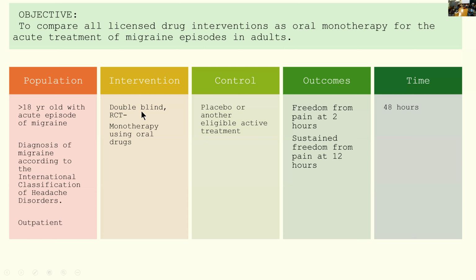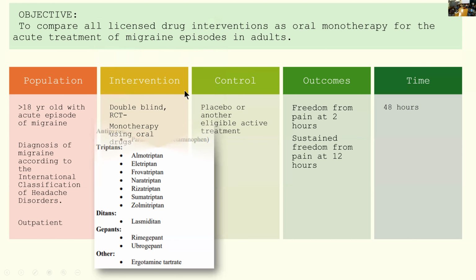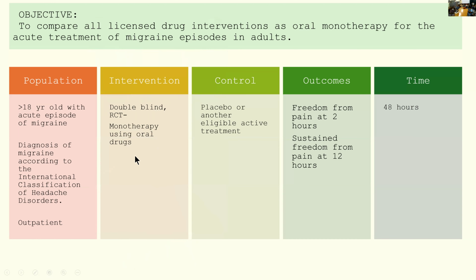The interventions they chose were all double-blind RCTs, which looked at monotherapy of drugs, which compared one particular drug. These are the list of drugs they have taken. They've taken NSAIDs, antipyretics, triptans, ditans, gepants, and others, and they compared it with either the placebo or another drug from this list. And they looked at two primary outcomes, which were freedom from pain at 2 hours and sustained freedom from pain at 12 hours. And the duration of the time period they were interested in was the first 24 hours. Sorry, the first 48 hours.